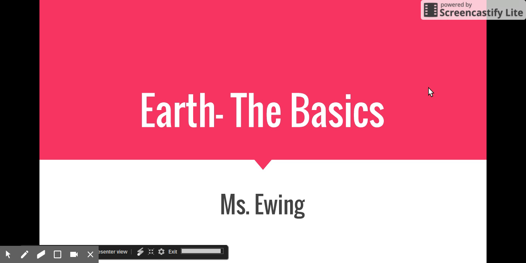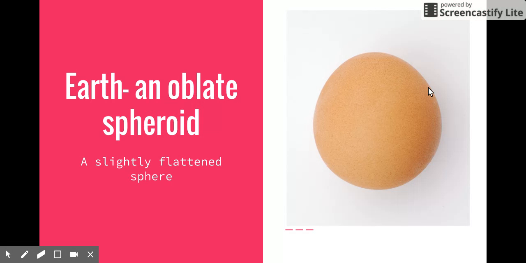Okay, so today we're going to start talking about some of the very basics of Earth itself. Earth is considered what we call an oblate spheroid. You'll see here in the picture, I actually have a picture of an egg. Earth is pretty close to perfectly spherical, but it is a little bit more like an egg shape. So that's what I have a picture of here.